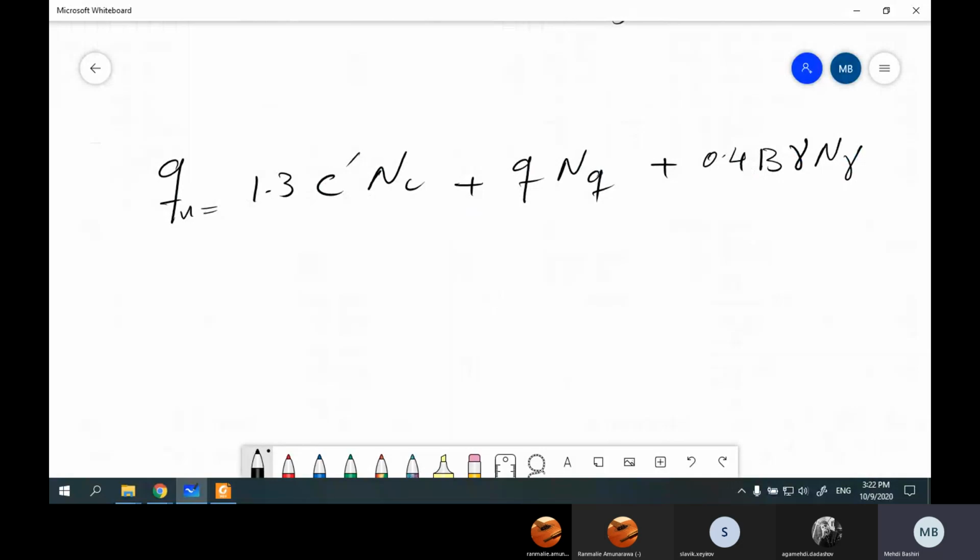C is known. q is known. What is q now? q is gamma Df, which is 16.5 dot 1.5. Okay, let's find NC, Nq, and N gamma.